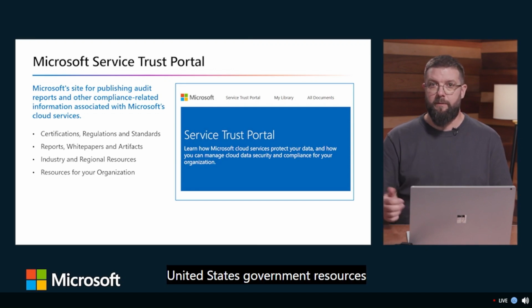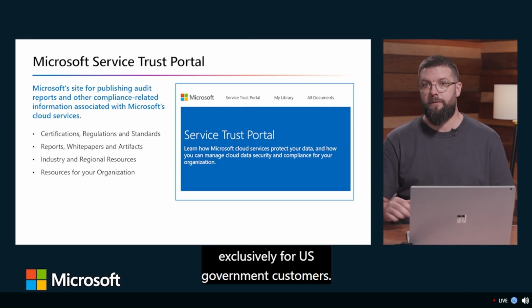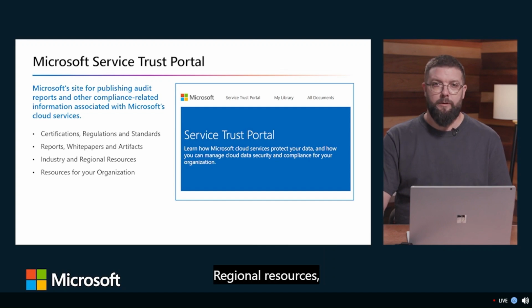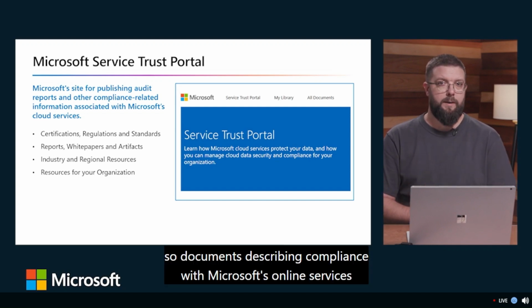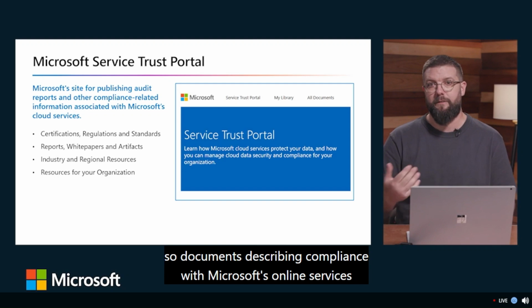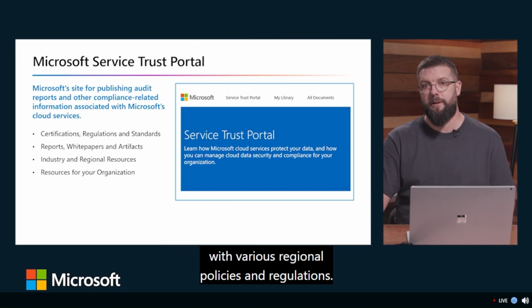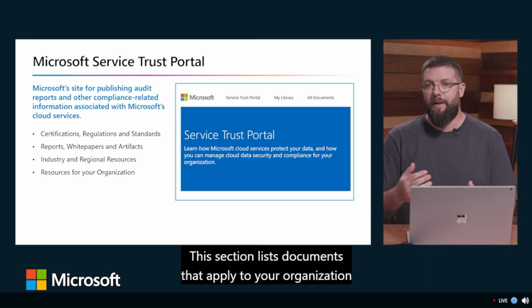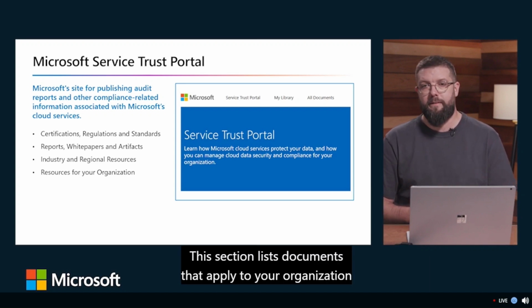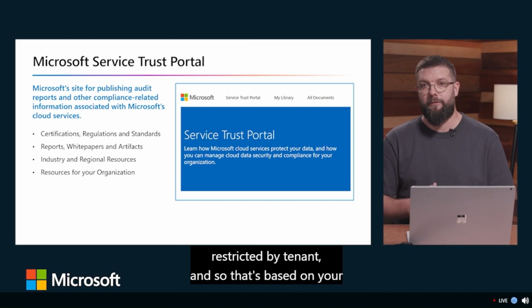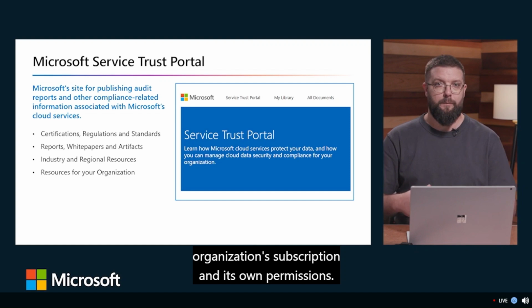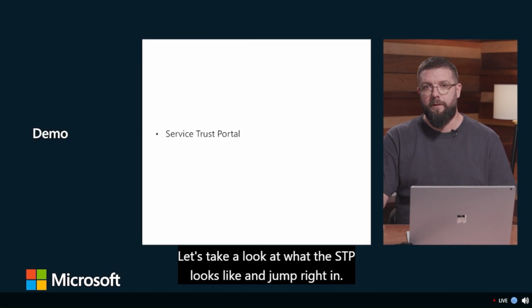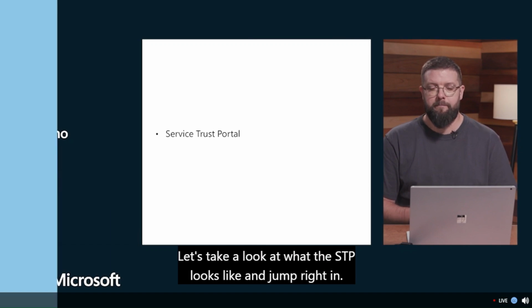United States government resources exclusively for U.S. government customers, regional resources, so documents describing compliance with Microsoft's online services with various regional policies and regulations, and resources for your organization. And this section lists documents that apply to your organization restricted by tenant, and so that's based on your organization's subscription and its own permissions. So let's take a look at what the STP looks like and jump right in.